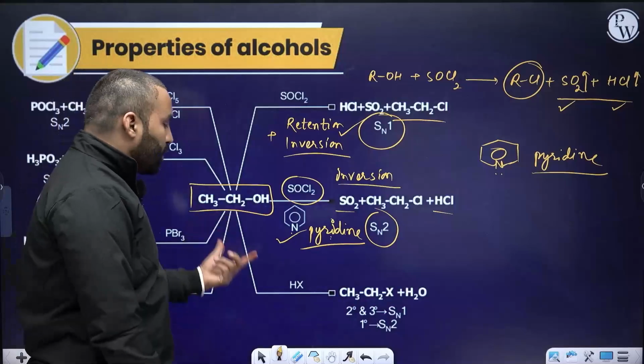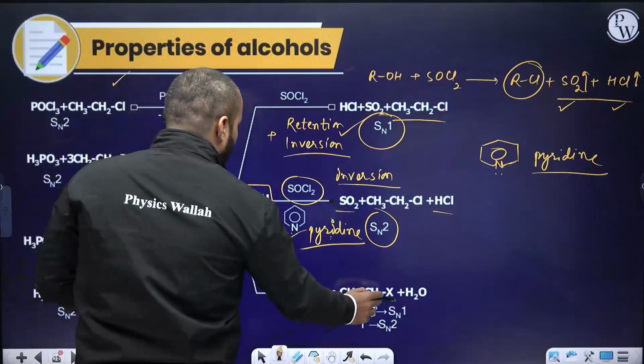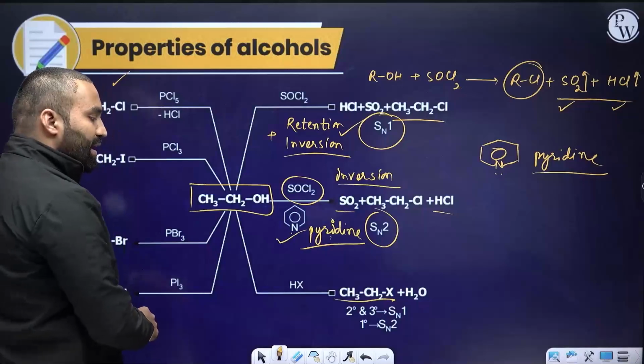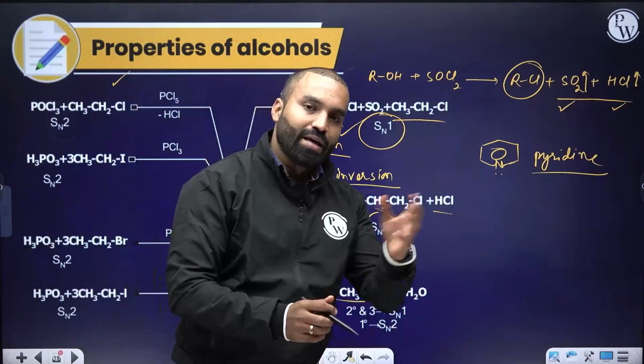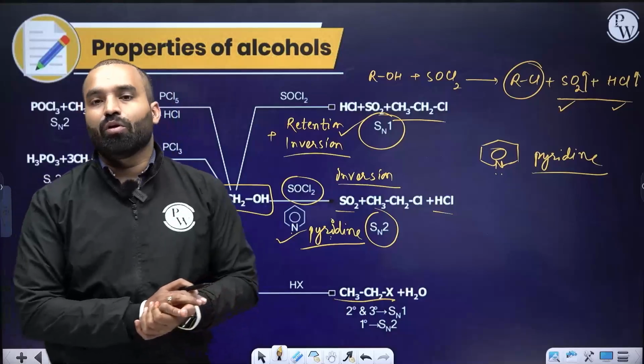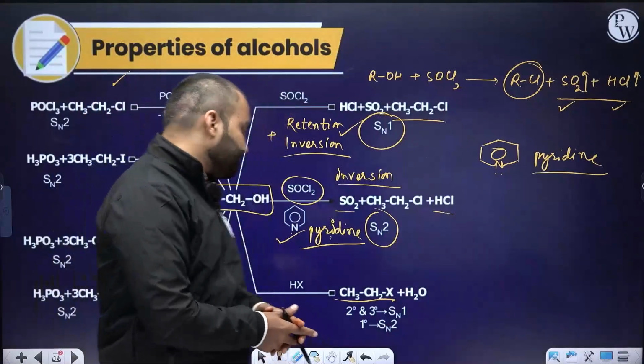Yeah, alcohol can also be treated with HX. Then you will obtain haloalkanes. Haloalkanes from secondary and tertiary alcohols follow the SN1 mechanism. We know that primary and secondary will follow the SN2 mechanism because of steric crowding behavior.